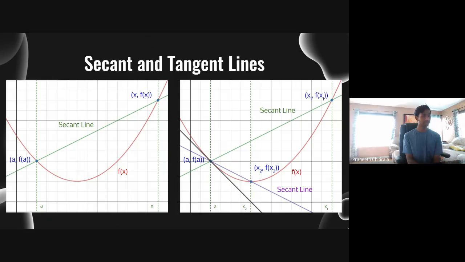And this line right here, from a, f of a to x2, f of x2, is still a secant line because it intersects 2 points on f of x. But when we actually reach a, f of a, then we get a tangent line. And a tangent line is a line that intersects only 1 point of a function. And you see, it only intersects a, f of a right here.